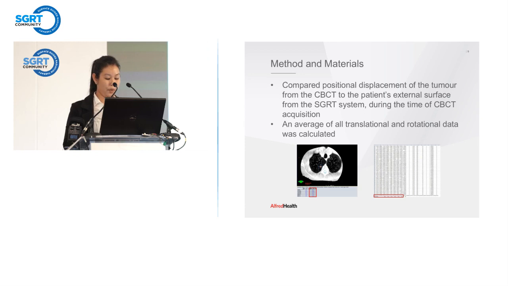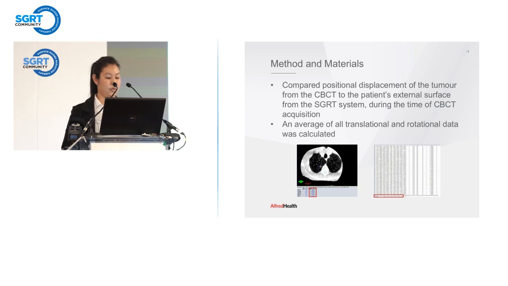So then what we did, we compared the positional displacement of the tumour as indicated by the cone beam CT to the patient's external surface as indicated by the SGRT system at the time of cone beam acquisition. So, in other words, what we did was take the displacement values from the cone beam CT when matched to the tumour volume itself, then took the displacement values from the SGRT recorded data, but only at the time that the repeat cone beam CTs were taken, so not the first one. And then took an average of these values across that time in each of the directions.